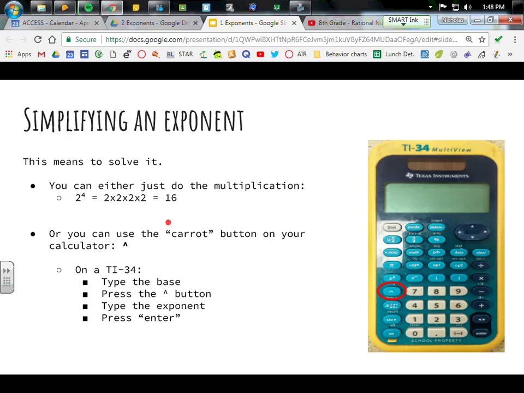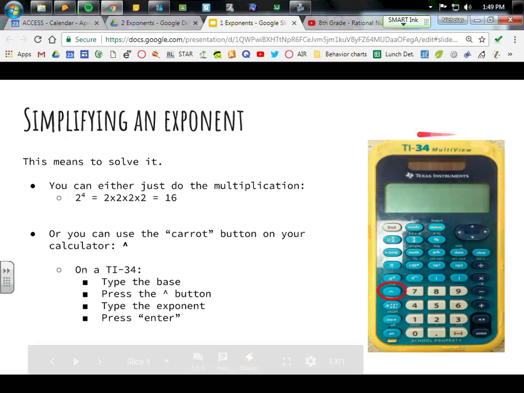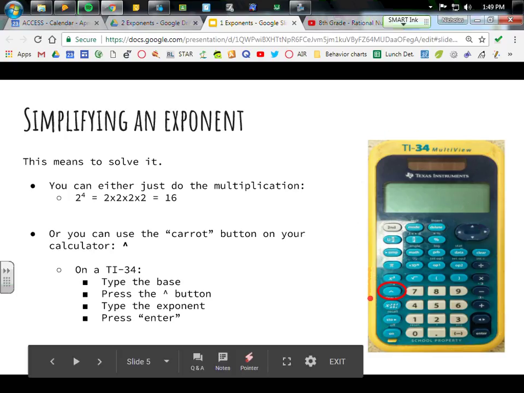You're not always going to want to or be able to do really big, complicated exponents. So you could also use a calculator, such as the one you see right here. This is the TI-34. Pretty nice calculator. We use this in my class. And it doesn't have to be this calculator. Most scientific calculators have this button right here. It's called a caret. All right, this caret symbol is another way of writing an exponent.